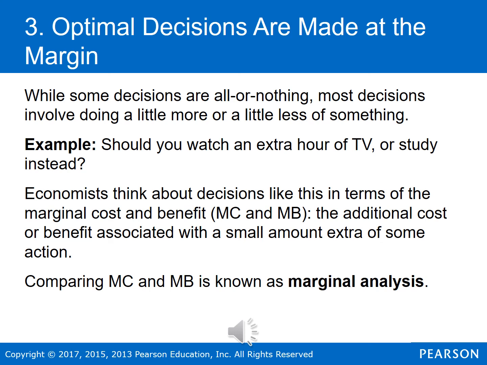So economists think about decisions like this in terms of the marginal cost and the marginal benefit. The marginal cost is the additional cost associated with that next unit of action, whereas the marginal benefit is the benefit associated with that next unit of action, or that purchase of the next unit of the good. When we compare the marginal cost and the marginal benefit of actions, this is what we call marginal analysis.